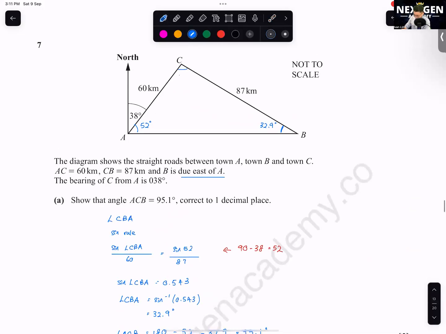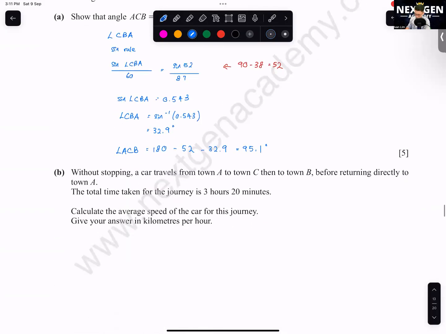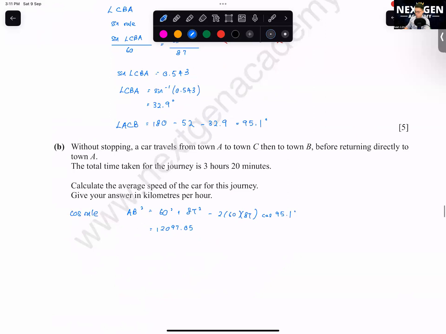Okay, so here we have 95.1 degrees. We are going to use cosine rule first to find what is AB squared. So AB squared is equal to 60 squared plus 87 squared minus 2 times 60 times 87 cos 95.1 degrees. You will get 12097.05. You square root the entire thing, you will get 109.9866 km.